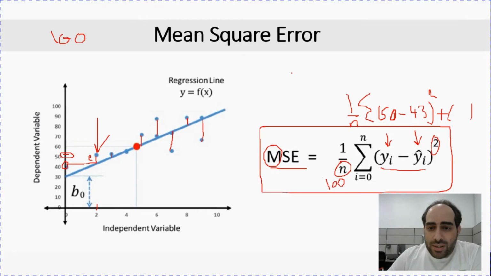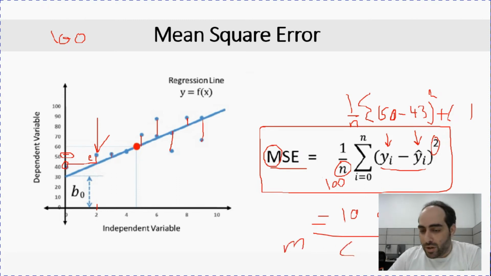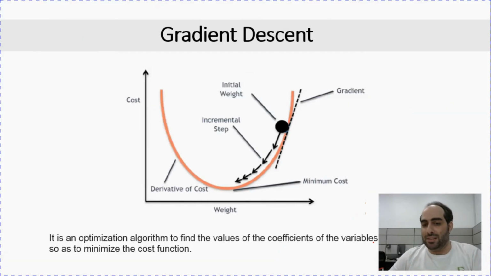Now, after we calculate the error, let us assume that the error is, for example, 10,000. Now, how can I reduce this amount? We can reduce it, as I said before, by choosing the best value for M and C, correct? But the question is, how can I choose the best value of M and C? This is where we use gradient descent.